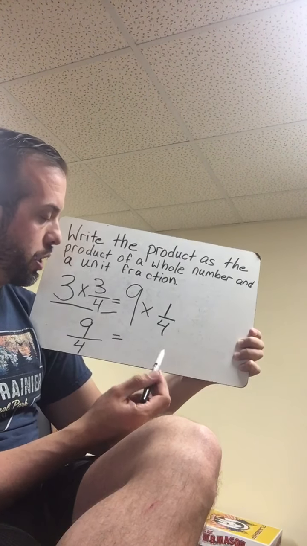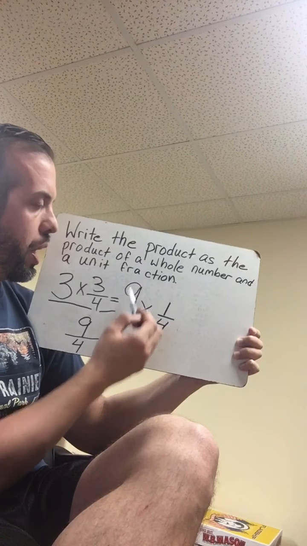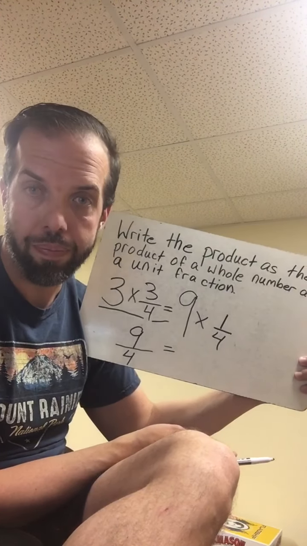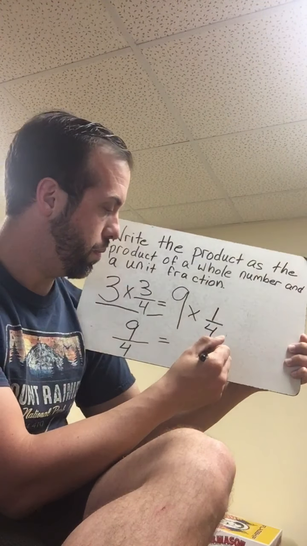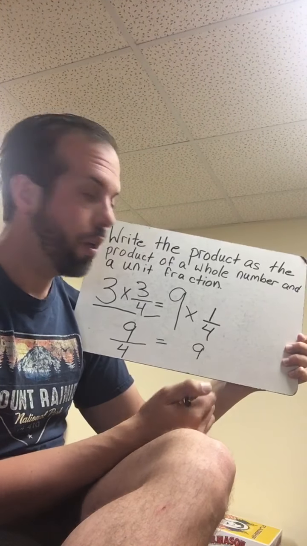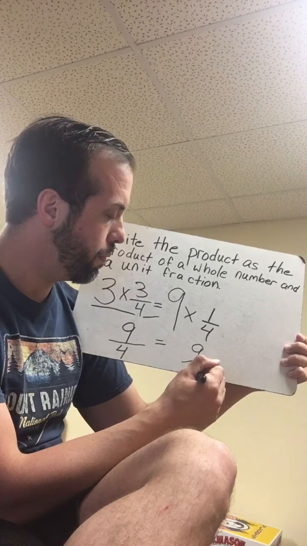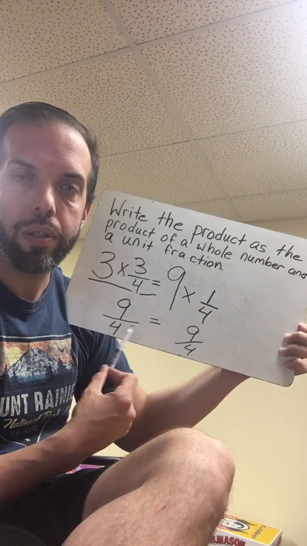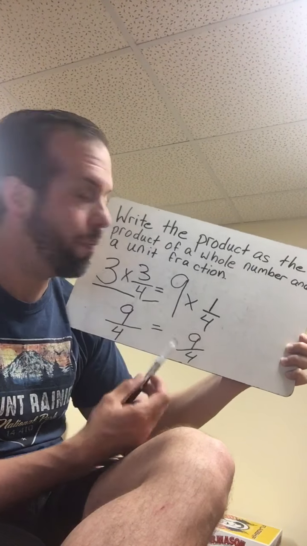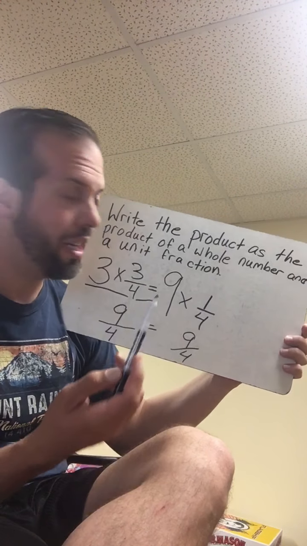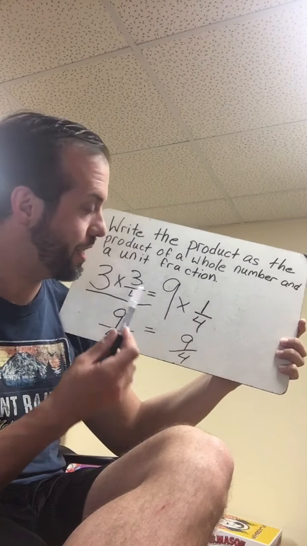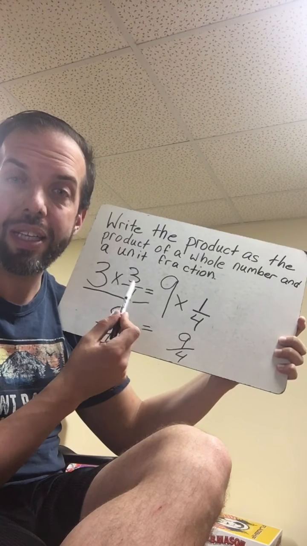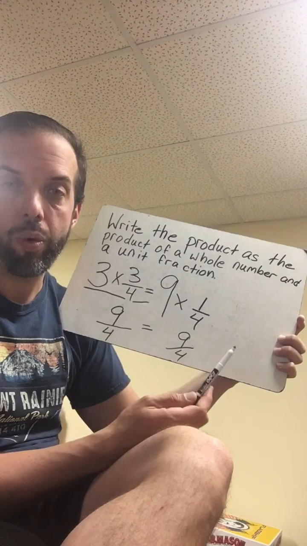All right? So let's check. My whole number 9 times my numerator 1. What's 9 times 1? 9. What happens to my denominator? It stays the same. So 9/4 equals 9/4. So the same. And what else does that tell us? That 3 times 3/4 equals, or is the same as, 9 times 1/4.